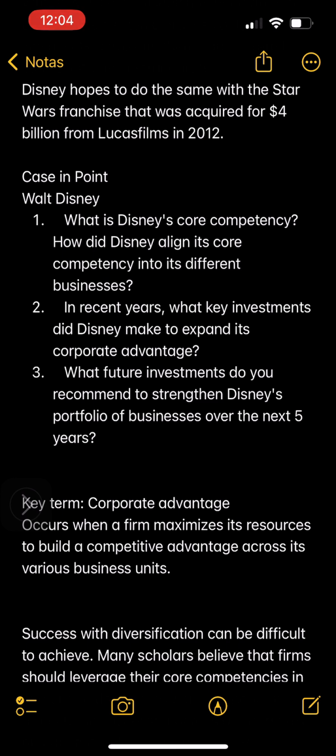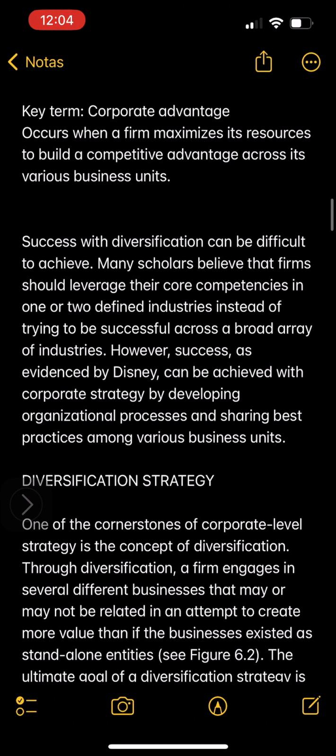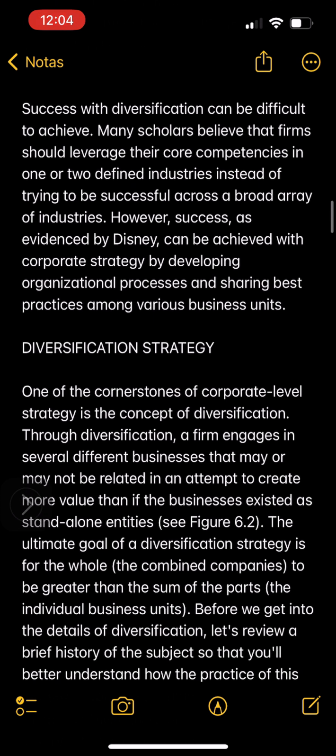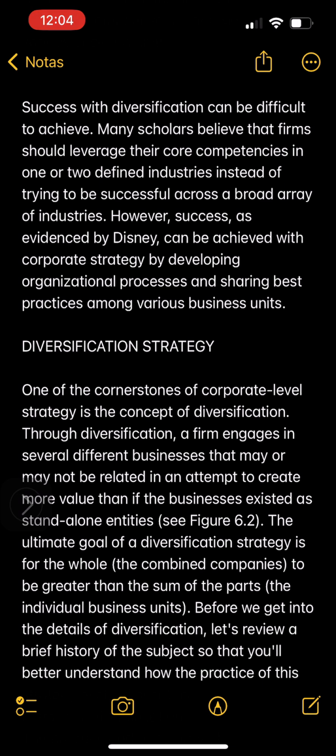Key term: corporate advantage occurs when a firm maximizes its resources to build a competitive advantage across its various business units. Success with diversification can be difficult to achieve. Many scholars believe that firms should leverage their core competencies in one or two defined industries instead of trying to be successful across a broad array of industries. However, success, as evidenced by Disney, can be achieved with corporate strategy by developing organizational processes and sharing best practices among various business units.